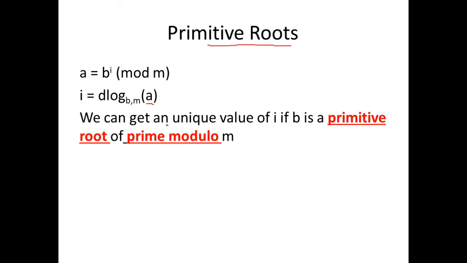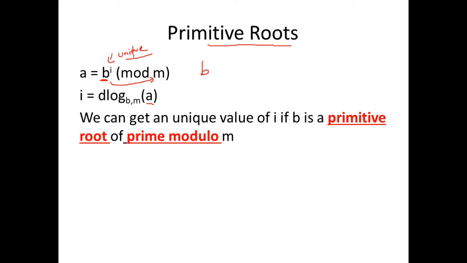For that we have to understand a concept called primitive roots. Say a is equal to b^i mod m. This we have seen, right? So i is the discrete log base b mod m of a. Now what is a primitive root? We can get a unique value of i if b is a primitive root of prime modulo m. We will not get any duplicates for i if this value is a primitive root of prime m.